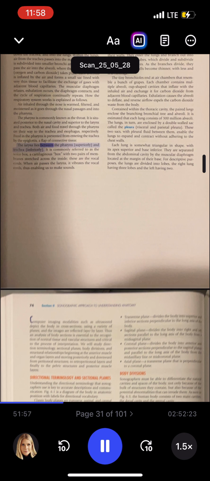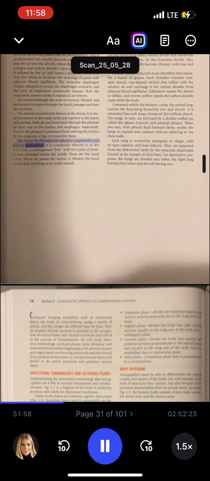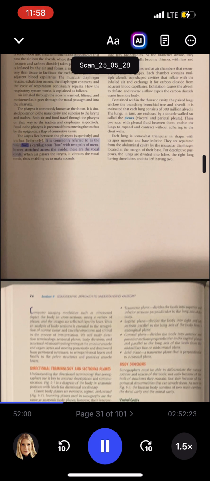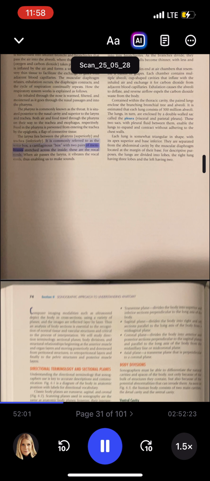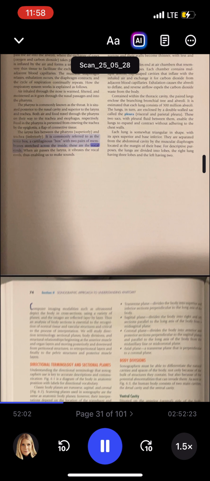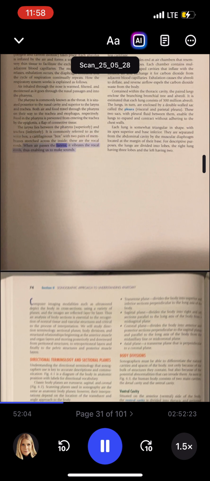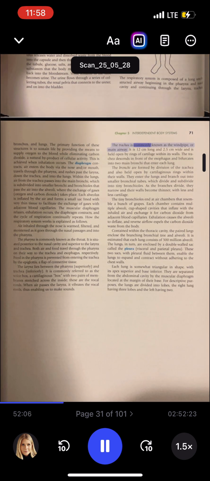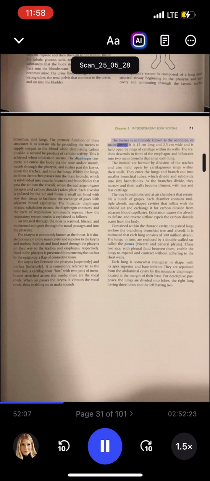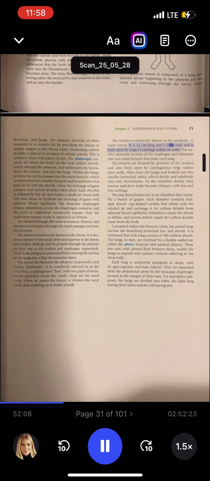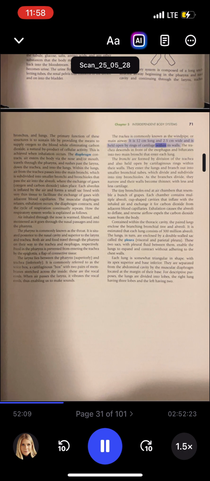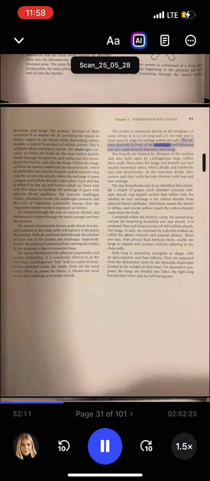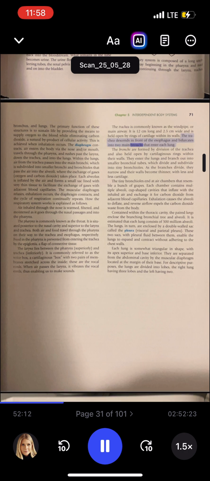The larynx lies between the pharynx superiorly and trachea inferiorly. It is commonly referred to as the voice box, a cartilaginous box with 2 pairs of membranes stretched across the inside. These are the vocal cords. When air passes the larynx, it vibrates the vocal cords, thus enabling us to make sounds. The trachea is commonly known as the windpipe, or main airway. It is 12 centimeters long and 2.5 centimeters wide and is held open by rings of cartilage within its walls. The trachea descends in front of the esophagus and bifurcates into 2 main bronchi that enter each lung.